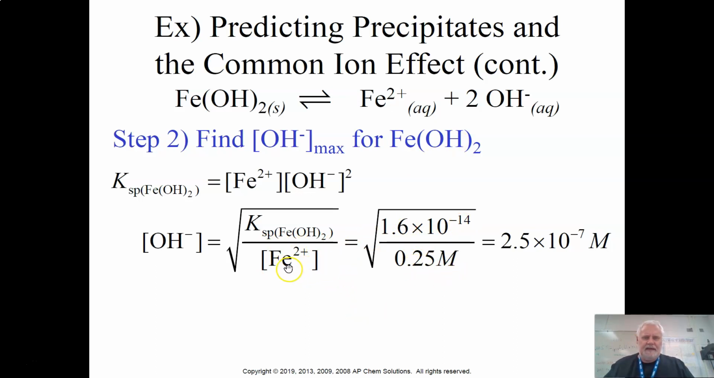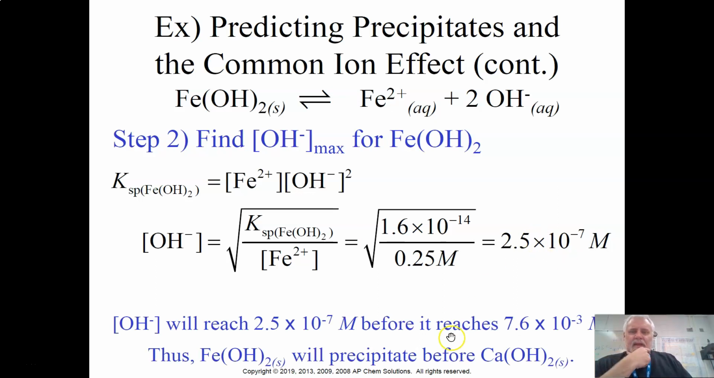You can plug that in, and that was the concentration that was given, and this is the OH max when you're adding that Fe(OH)2, and as it turns out, OH concentration, which you did for both of them, it's going to get to this before it gets to 7.6 times 10 to the minus third, actually quite a bit sooner. So the Fe(OH)2 will precipitate before the calcium hydroxide.